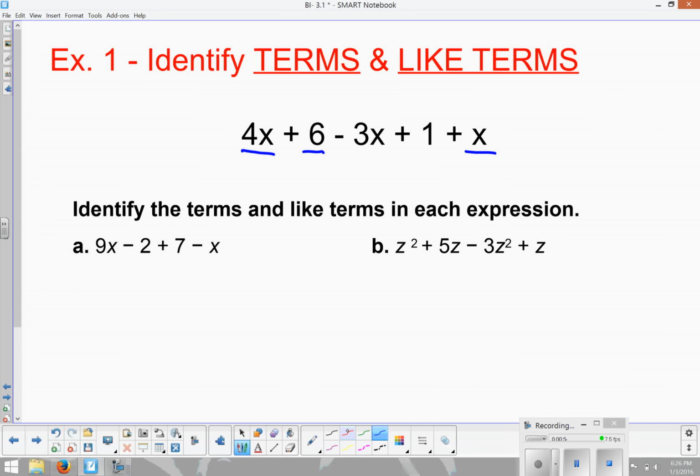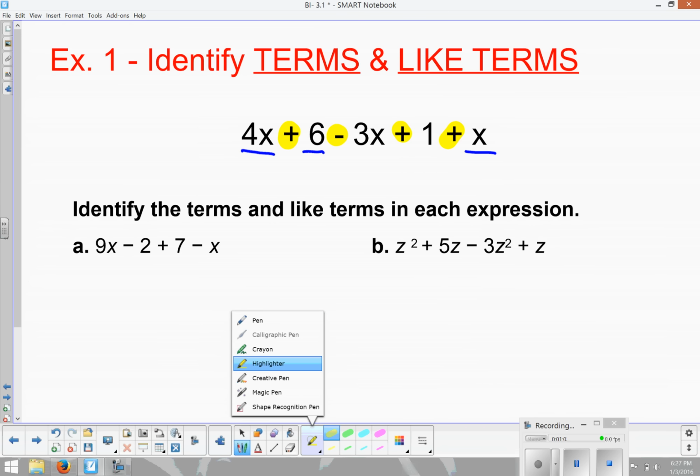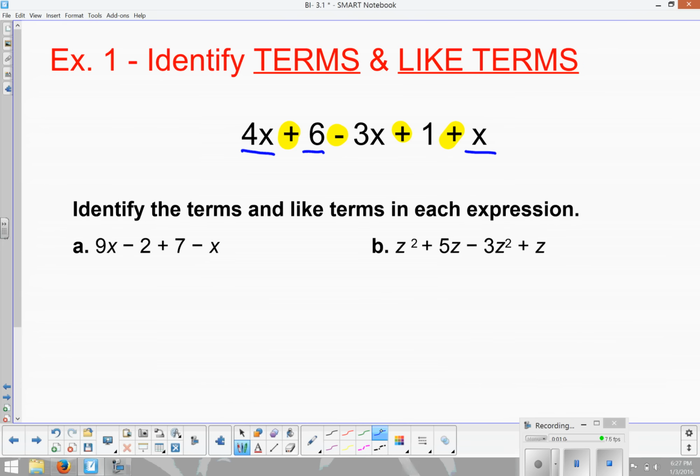Terms are usually separated by an operation. Let me go ahead and separate the operations so you can see. They're separated by operations, so we're going to count our terms here. We see that we have 1, 2, 3, 4, 5 terms. But there are some terms that are like terms, so I'm going to go ahead and underline all the like terms for you.